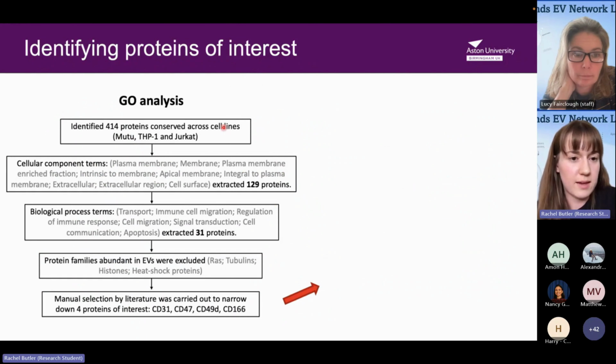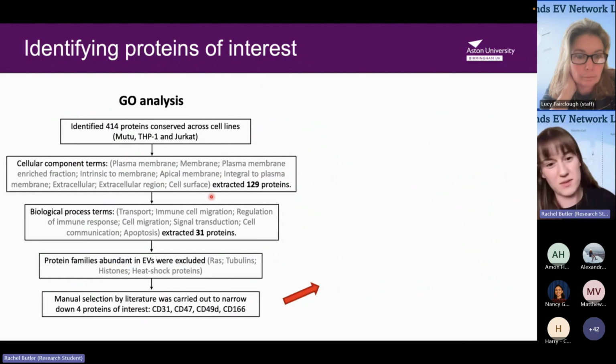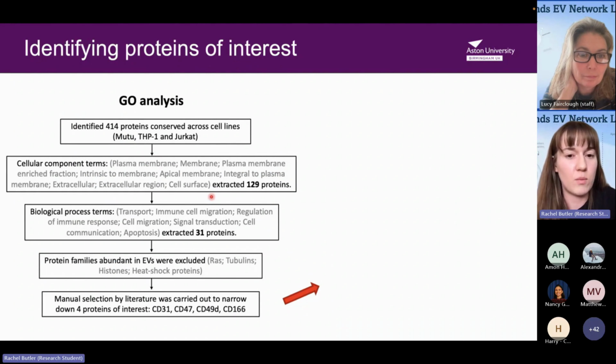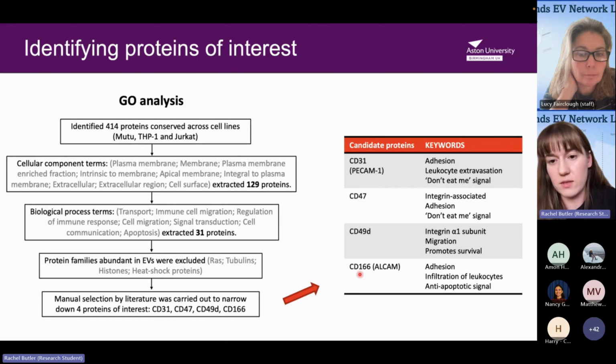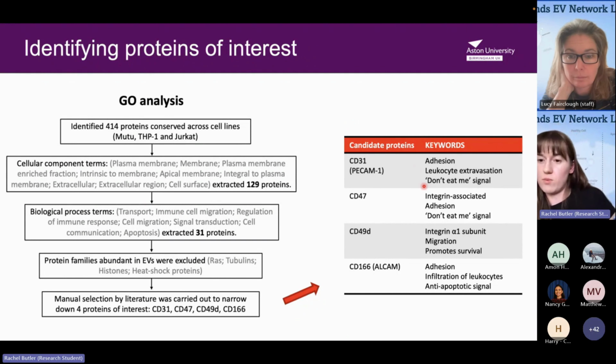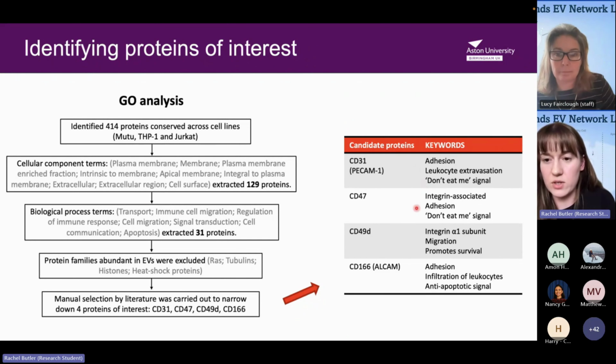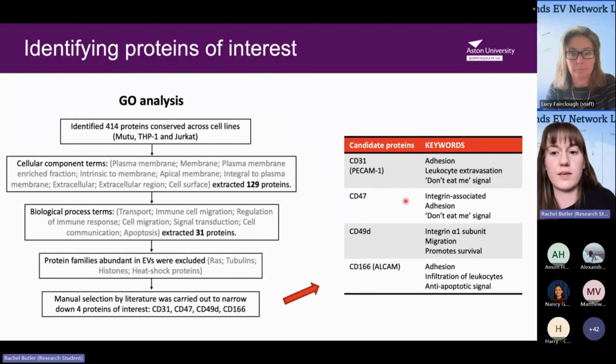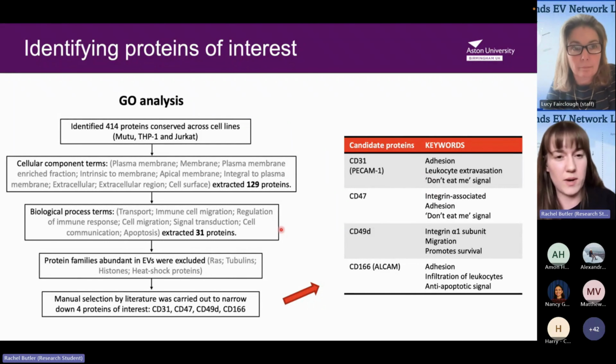So I went through a selection process of all of these thousands and thousands of proteins in the mass spectrometry data to pick out a panel of proteins that were predicted to be surface associated and also implicated in these biological process terms. And so I came down to these 4 proteins, CD31, CD47, CD49D, and CD166, which are all implicated in processes like adhesion and migration, and a couple of them are also known for having these inhibitory don't-eat-me signals as well.